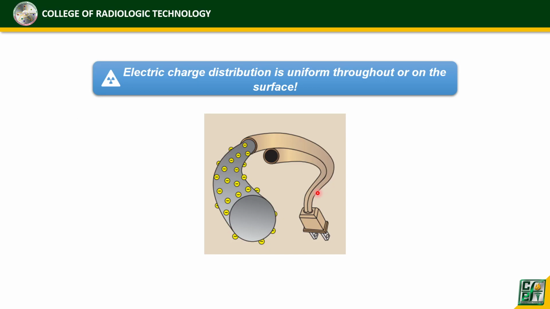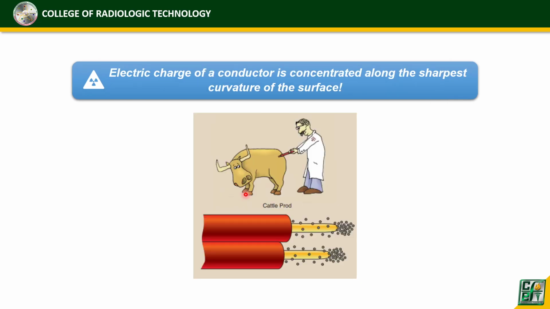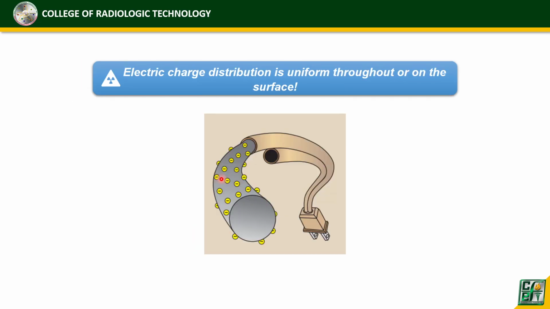Okay, so ito importante tatandaan that electric charge distribution is uniform throughout or on the surface. Uniform in distribution. Okay? Sa buong surface ng isang conductor or ng isang object. So makikita natin dito yung copper wire. So yung surface niya, okay, is may uniform distribution ng negatively charged particle. Okay.